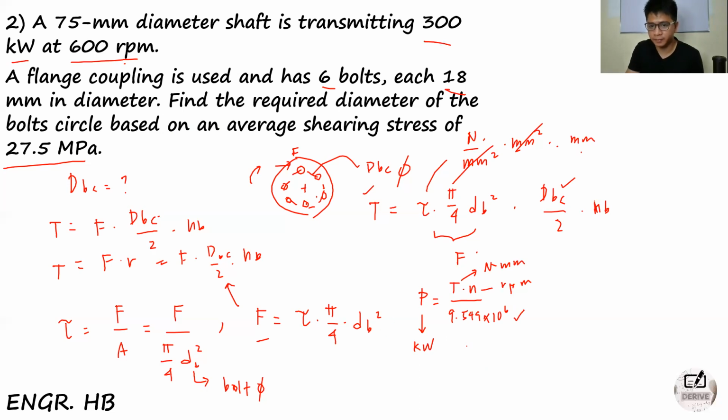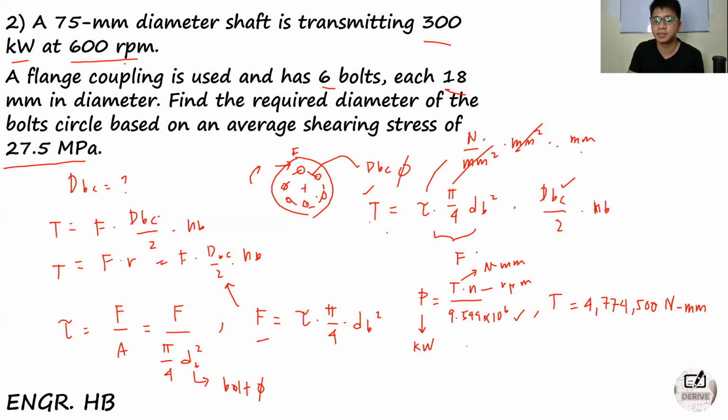Makakuha na tayo ng torque in Newton mm. Ang torque will be power is 300 times 9.549 times 10 raised to 6 divided by 600, and we have 4,774,500 Newton mm. So wag magulat kung malaki yung torque kasi malaki nga naman yung power which is 300 kilowatts. Okay? So meron na tayong torque.